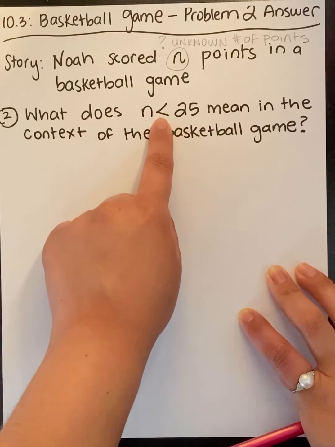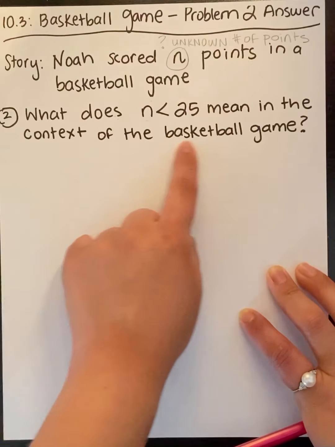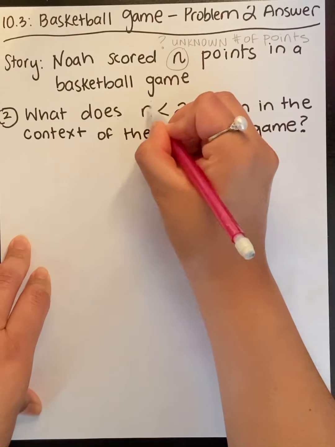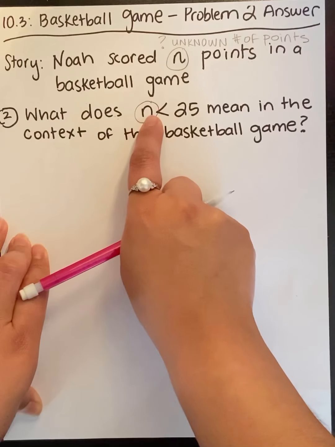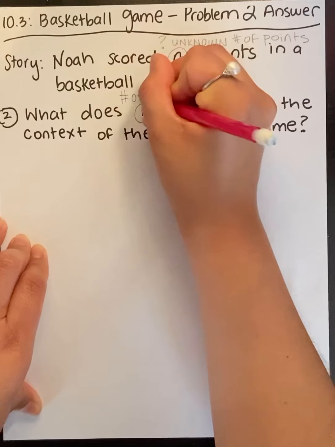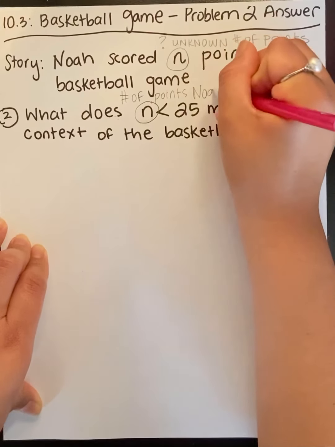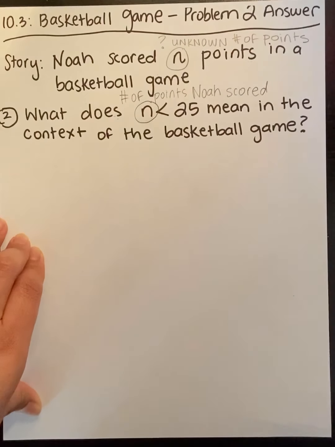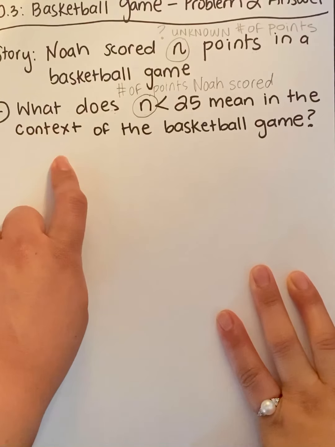What does N is less than 25 mean in the context of the basketball game? So before we do anything, let's go ahead and circle this N and annotate what it represents. This variable represents the number of points Noah scored in the basketball game.